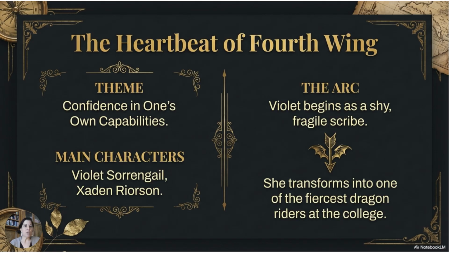So the theme of Rebecca Yarros's Fourth Wing novel is that the main character has a confidence crisis, right? She's not confident in her own abilities when we start the story. The main characters are Violet Sorrengail and Xaden Riorson. And as her arc, she begins as a shy and fragile scribe and then transforms into one of the fiercest dragon riders at the college.